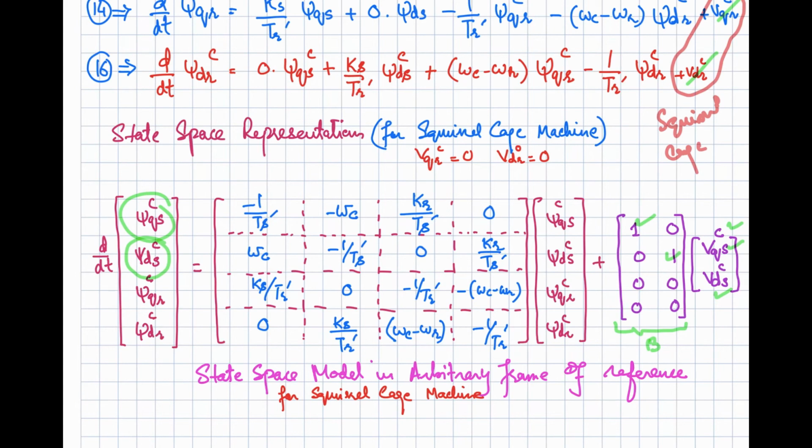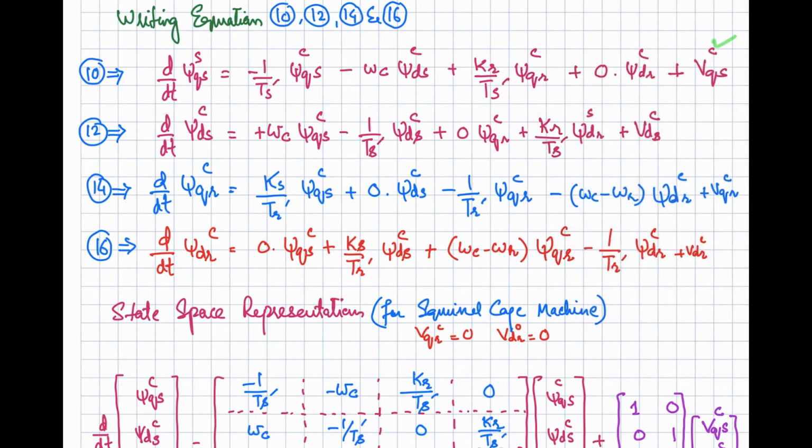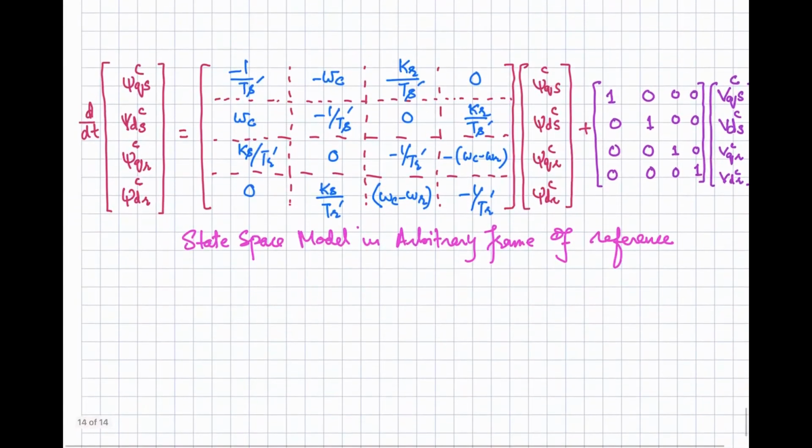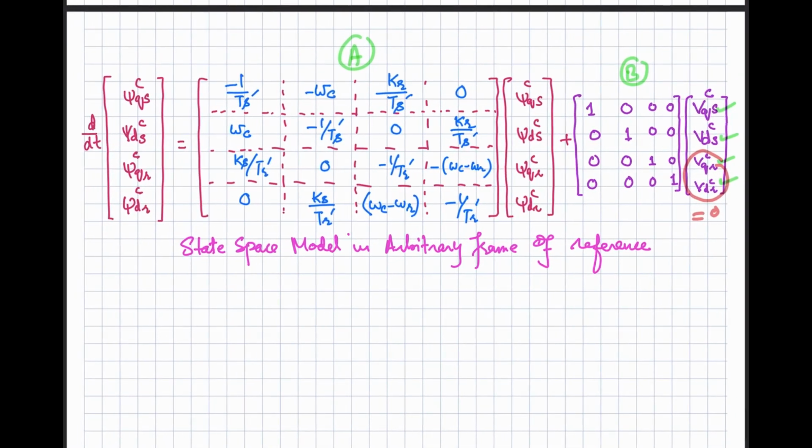If we consider the generic model, that means that we are going to consider all of these inputs, vqs, vds, vqr and the vdr. Then the state space equation will be written like this. Here you can see the matrix A, the matrix B. Now it has 4 rows and 4 columns because we are going to consider vqs, vds, vqr and the vdr. In squirrel cage machine, these two will be 0. So if we are not going to consider these two terms, then there will be no need of these columns, and this matrix will be reduced to 4 cross 2 instead of 4 cross 4.